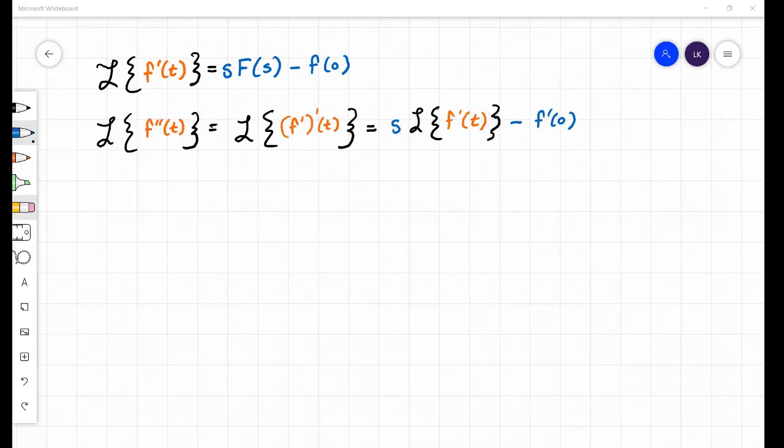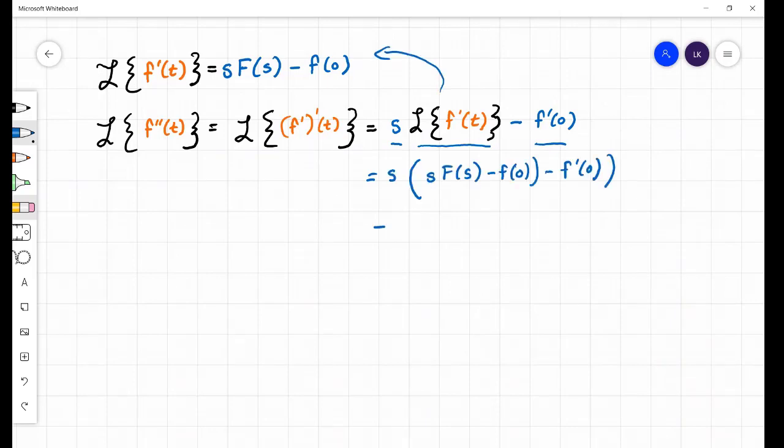And for the Laplace transform of the second derivative of f of t, we note that recursively, the second derivative is just the first derivative of the first derivative. So recursively, we can use the same formula to get the Laplace transform of f double prime is s times the Laplace transform of f prime minus the initial condition f prime at 0. But we know the Laplace transform of f prime from previous. Distribute the s. So we get a nice formula for the Laplace transform of the second derivative of f of t.